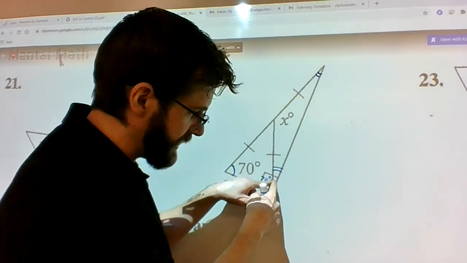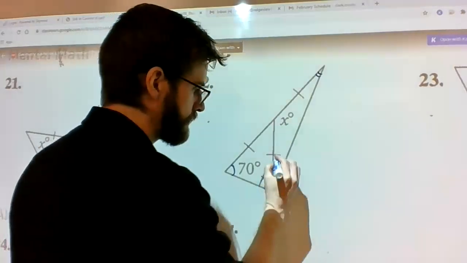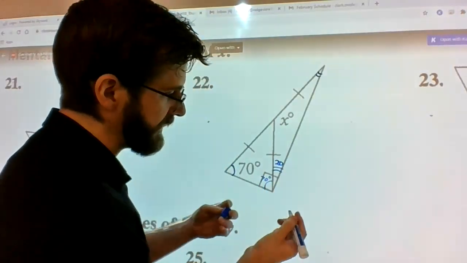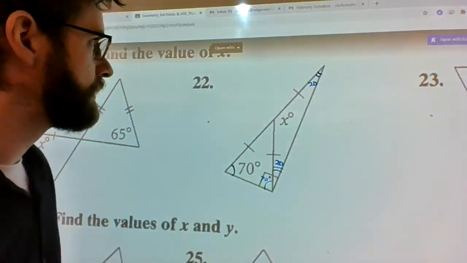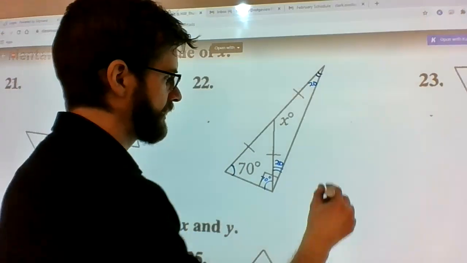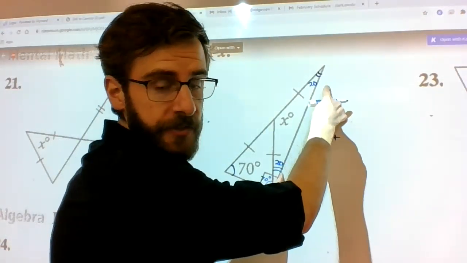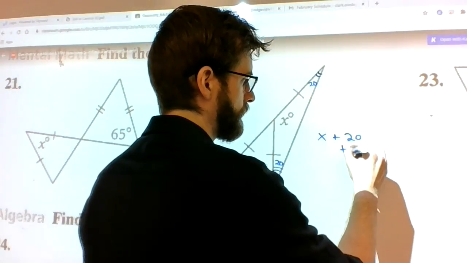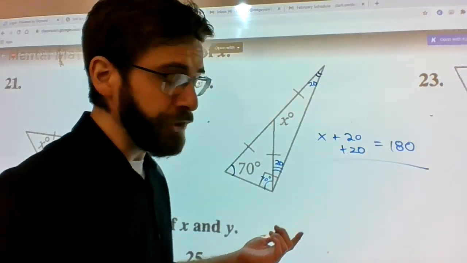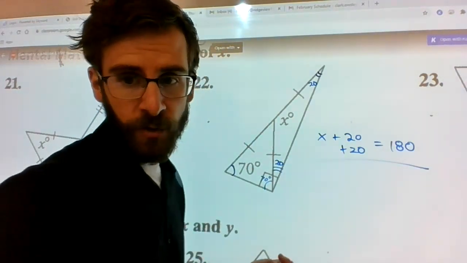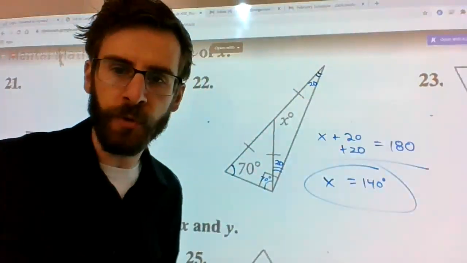If this is 70, the remainder must add up to 90. So 70 plus 20 adds up to 90, which means that's 20 over here. Which means x plus two 20s must add up to 180. Okay? So all you're doing is taking 40 away from 180 and you're getting the value of x. X is 140 degrees.